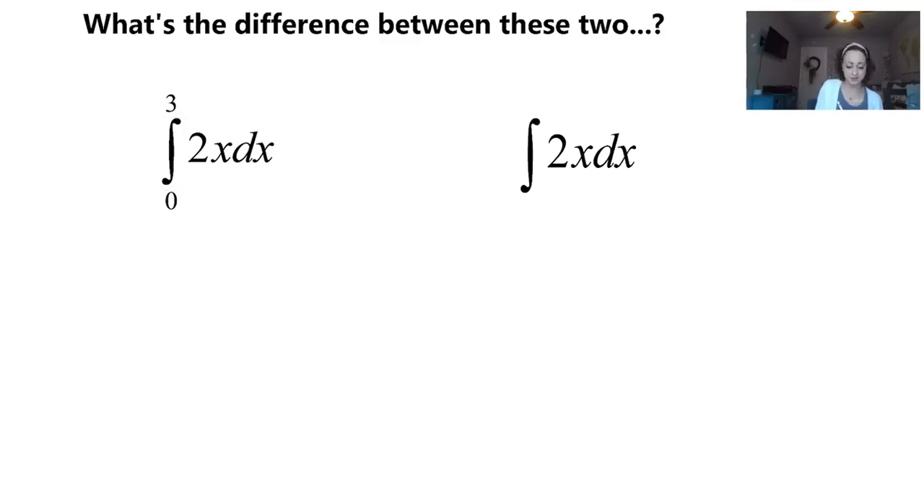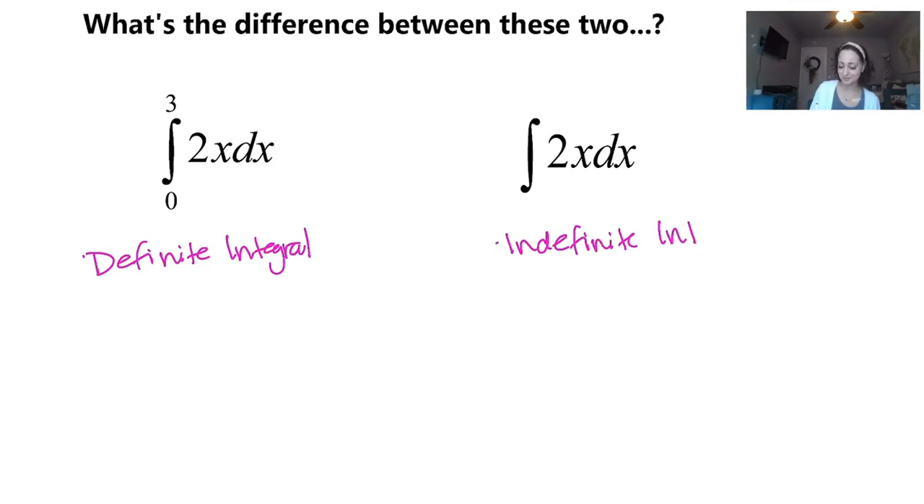So the one on the left is called, let's write this, a definite integral. And the one on the right is then called an indefinite integral. Okay, again, we can see that this one has an a and a b, and the one on the right does not. Now the one on the left gives us what? This gives area, right? From x equals 0 to x equals 3 of the curve 2x. And your answer here is going to be a number, a real number, right?